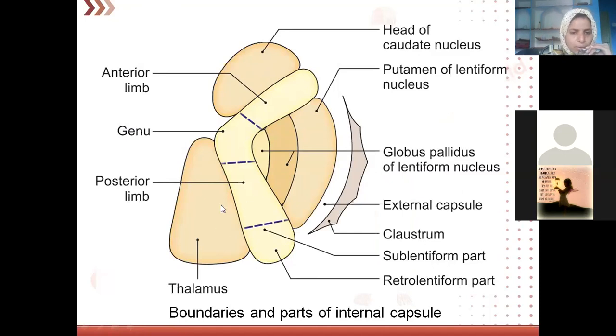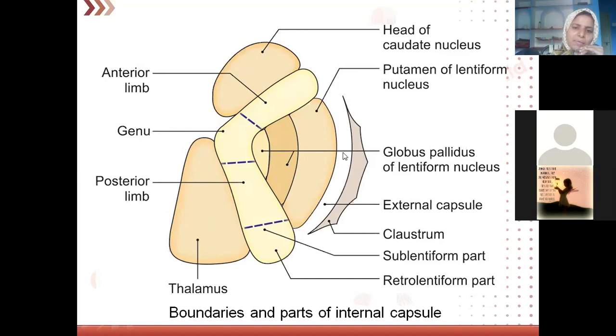Now, if you take the relations of this internal capsule, inferomedially it is related to the thalamus. This area is the thalamus. Superomedially, it is related to which structure? Caudate nucleus, the head of the caudate nucleus. Then laterally, it is related to which structure? Lentiform nucleus. We have certain subdivisions of the lentiform nucleus. What are those? We have globus pallidus situated medially and putamen situated laterally.